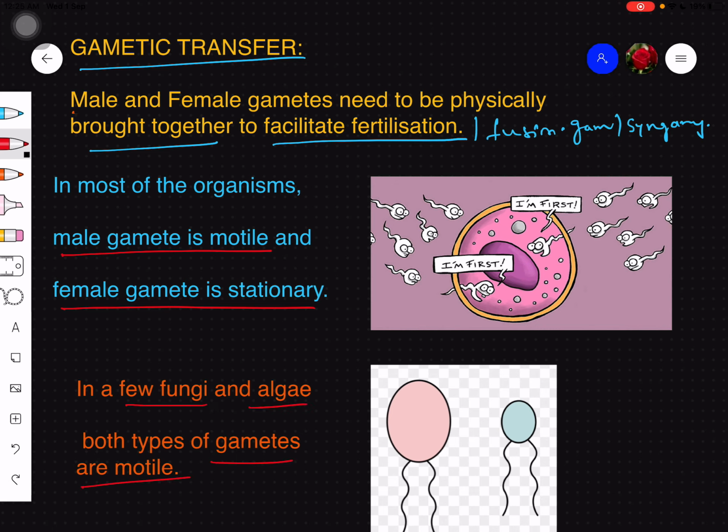If you can see here, the female gamete has a flagellum, and the male also has a flagellum. So when both gametes have flagella, both are motile in nature. But in this case, only the male gametes, the sperms, are motile. These sperms have to swim and reach the large non-motile egg cell, which is immotile, right?